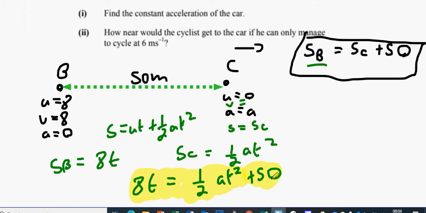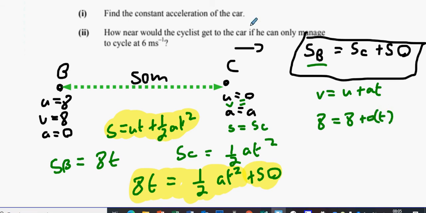Okay? So we've used S equals UT plus a half AT squared, no bother. I think we'll go for V equals U plus AT maybe. Now, will it work or will it not work? If I use the data for the bicycle, what will happen? Once I use the data for the bicycle, I'll just end up with 8 equals 8 because there's no acceleration. So that's no use to me. I'll go for the car now and see what the car can come up with.